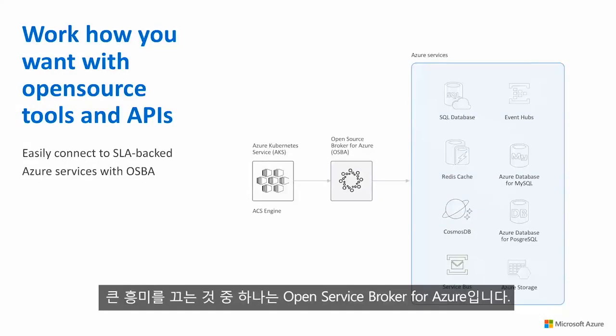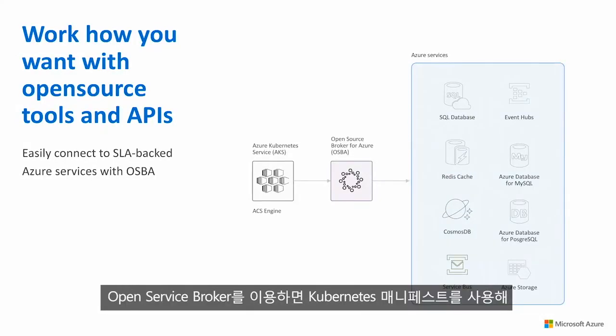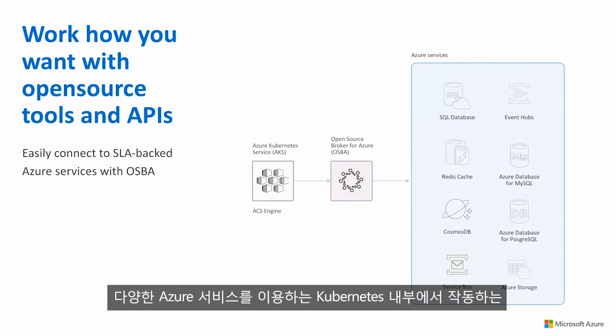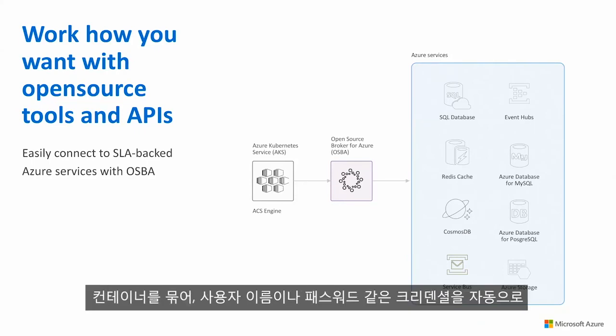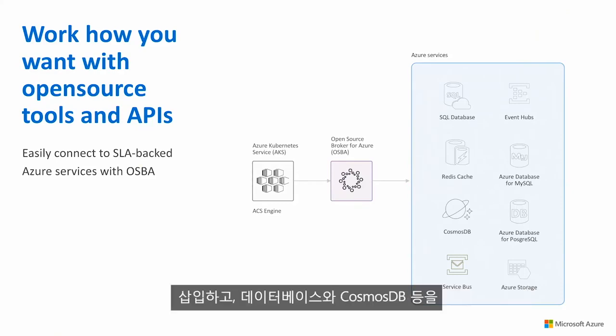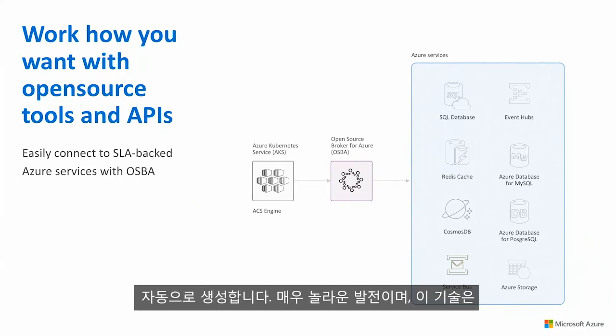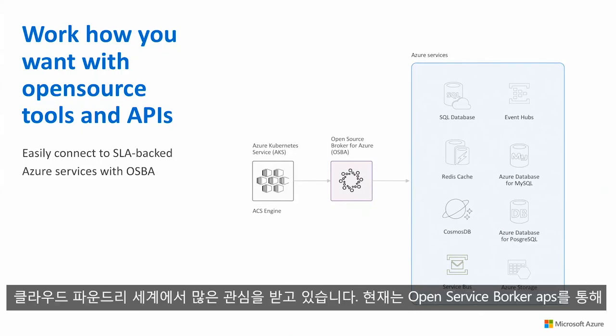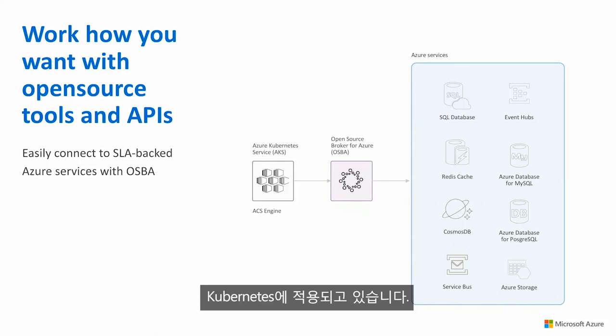One of the things I'm particularly excited about is something called the Open Service Broker for Azure. What the Open Service Broker for Azure allows you to do is, through the use of a Kubernetes manifest, bind the containers that are running inside of Kubernetes with different Azure services, automatically injecting credentials like username and password, and automatically creating databases in Cosmos DB or what have you. It's a very exciting development and frankly, a technology that we've seen a lot of traction with in the world of Cloud Foundry. It's just now being applied to Kubernetes through the Open Service Broker APIs.